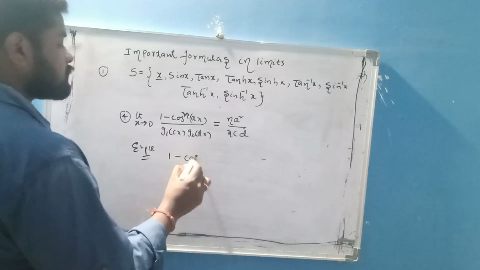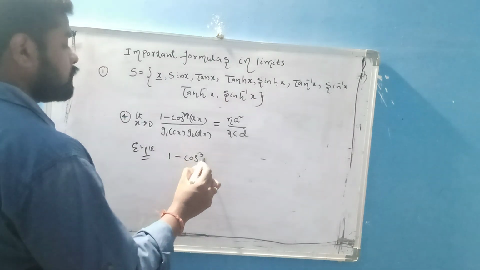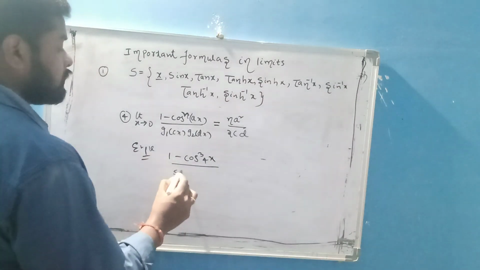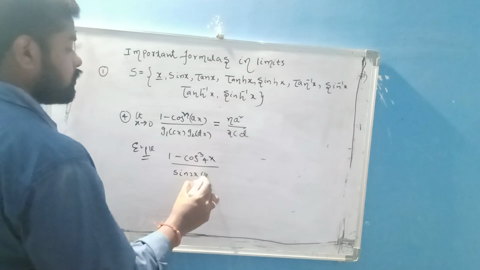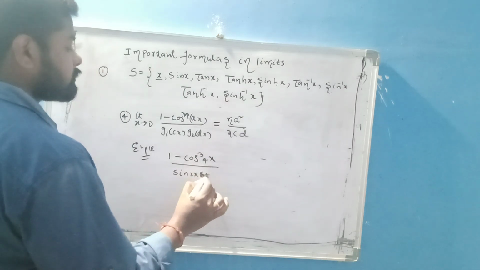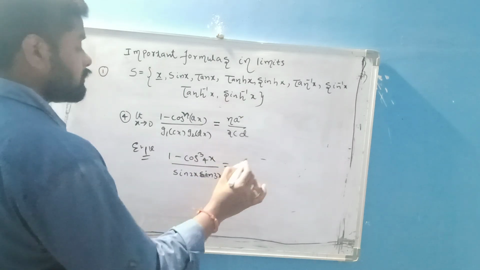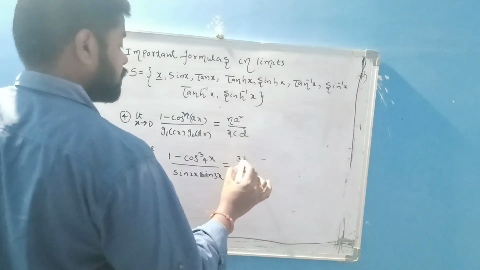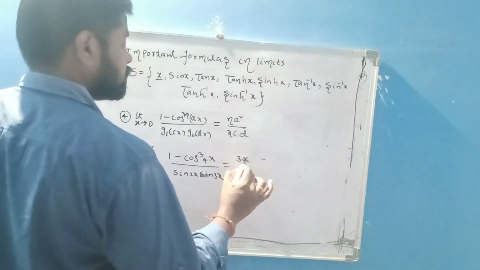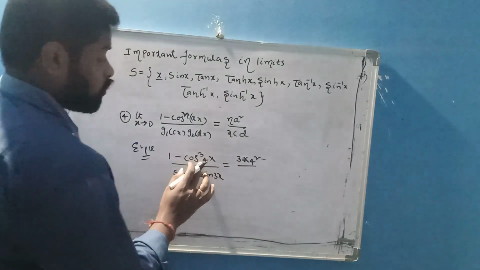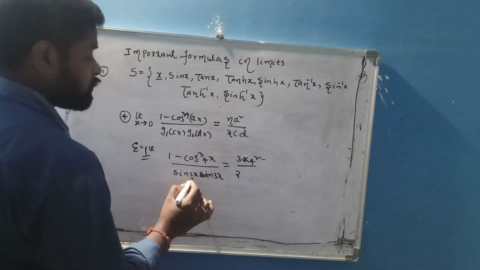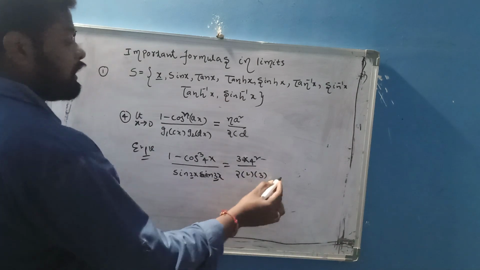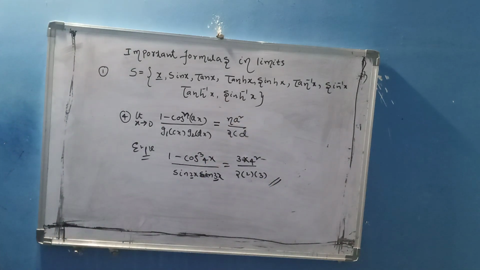Example: 1 minus cos cube 4x by sine 2x into sine 3x. Now na square, n is equal to 3. A square means 3 into 4 square by 2cd, c coefficient 2, here coefficient 3, 2 into 2 into 3. Like this, simplify. Okay.